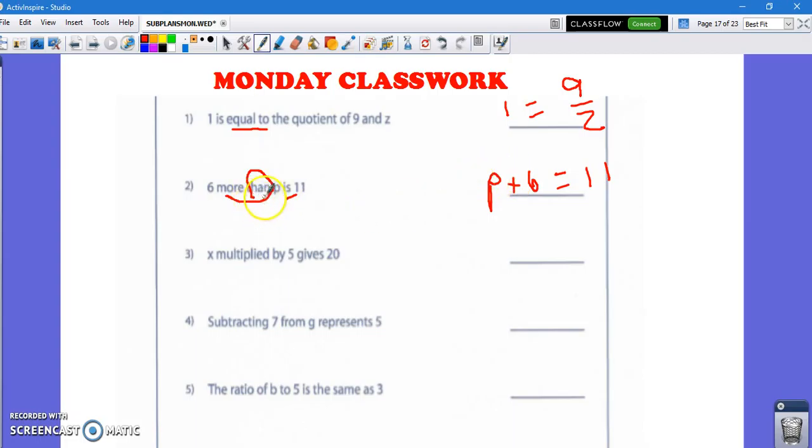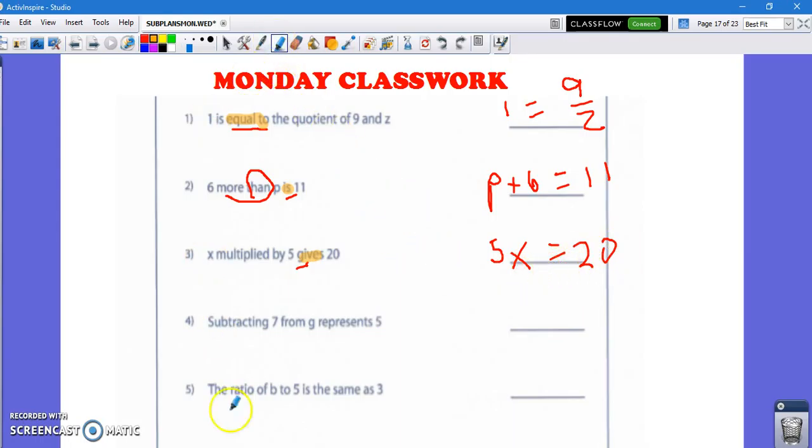Next one. X multiplied by 5 gives 20. Gives is another equal word. I have equals, is, gives. All these are words that mean equal. Okay? So if you don't know where to start, you can at least start with whatever is after the equal. Gives 20. So now I have to look at this. X multiplied by 5. Easy enough, huh? X multiplied by 5 gives 20, or equals 20.